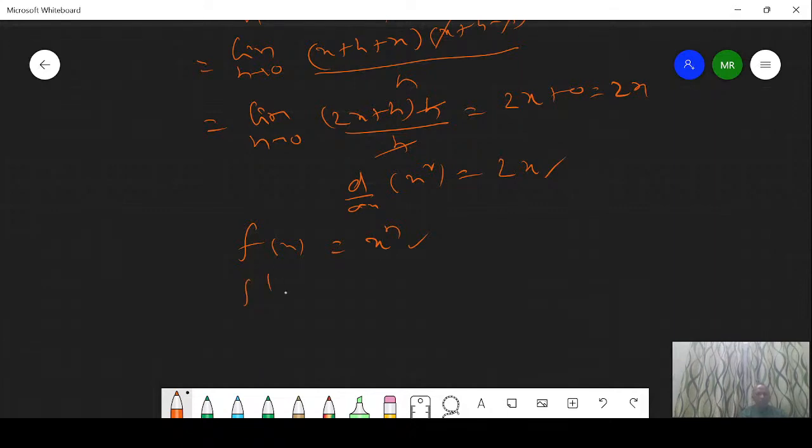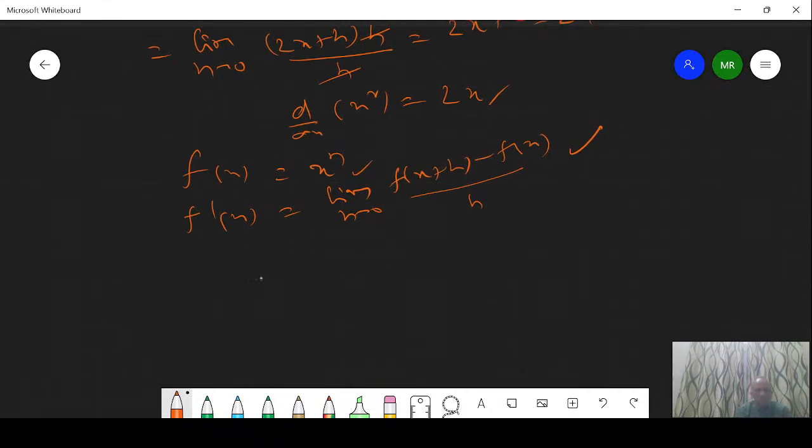So f dash of x equals the same thing: limit h tends to 0 of f of x plus h minus f of x by h, the formula. Always remember, in the exam they may ask you to use the first principle of the derivative to solve the problem. Then I can write limit h tends to 0 of x plus h whole power n minus x power n by h. We can express it like this.